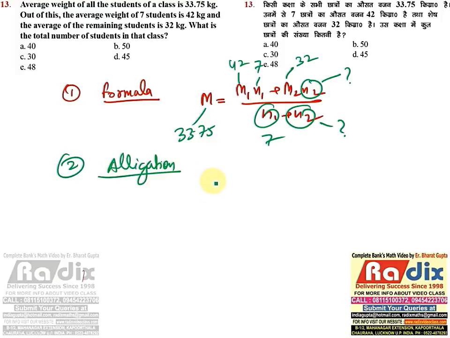See, we have two groups. Let the number of persons in the second group be x and their average 32, and the first group containing 7 members with average 42 and combined average is 33.75.